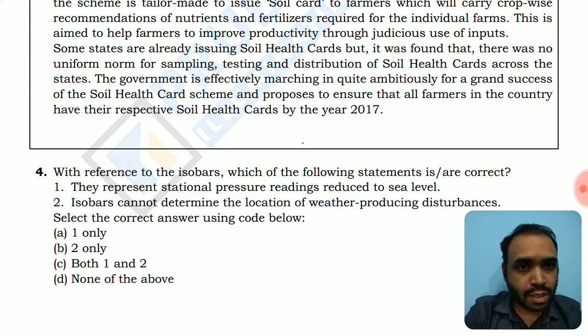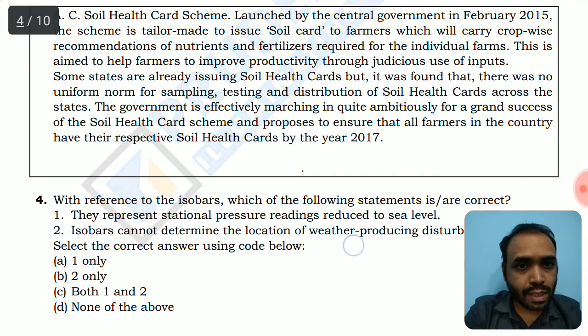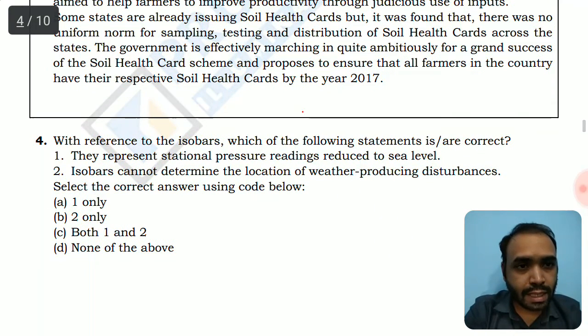They represent station pressure readings reduced to the sea level. Yes, in order to make these pressure readings accountable and useful, we have to reduce them to some uniform scale. For example, sea level is the best scale, so these pressure readings are calculated and adjusted for the sea level.